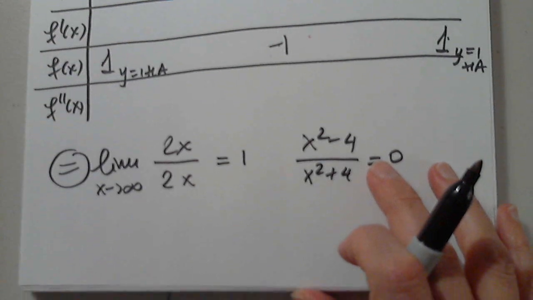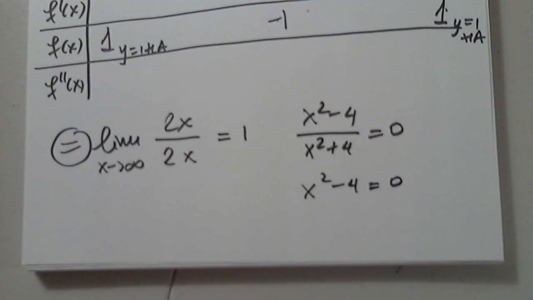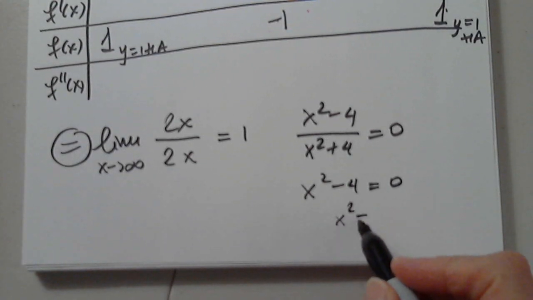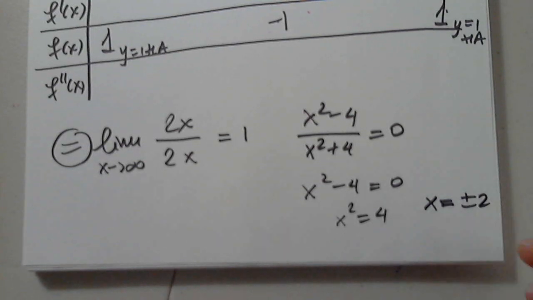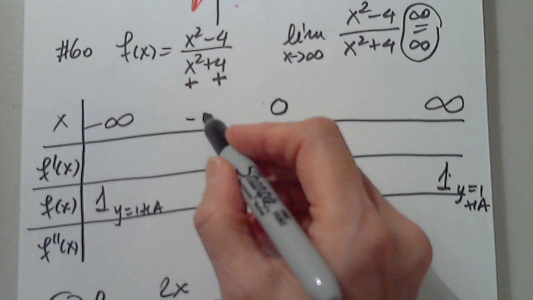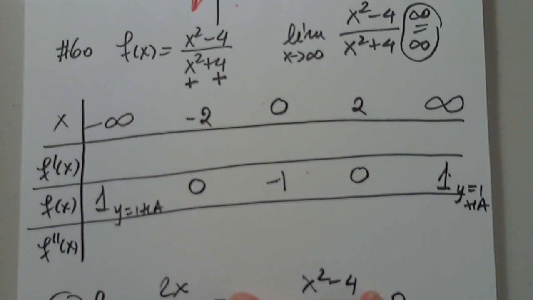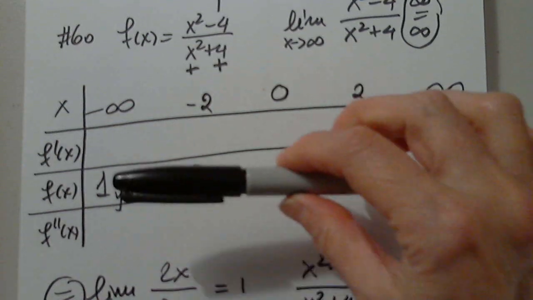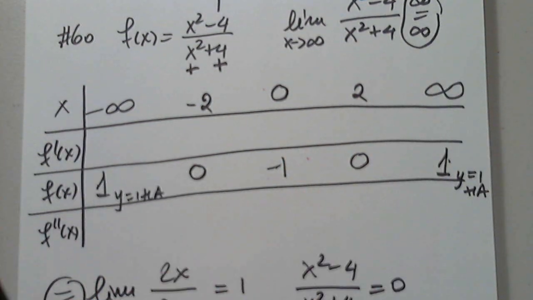A fraction is 0 when the top is 0. When would x squared minus 4 be 0? Or when would x squared be 4? And you have to give me two solutions because it's quadratic. When x is 2 or -2. Very good. Back to the table. Careful where you place those numbers. Done. I have the limits and I have the x and y intercepts.